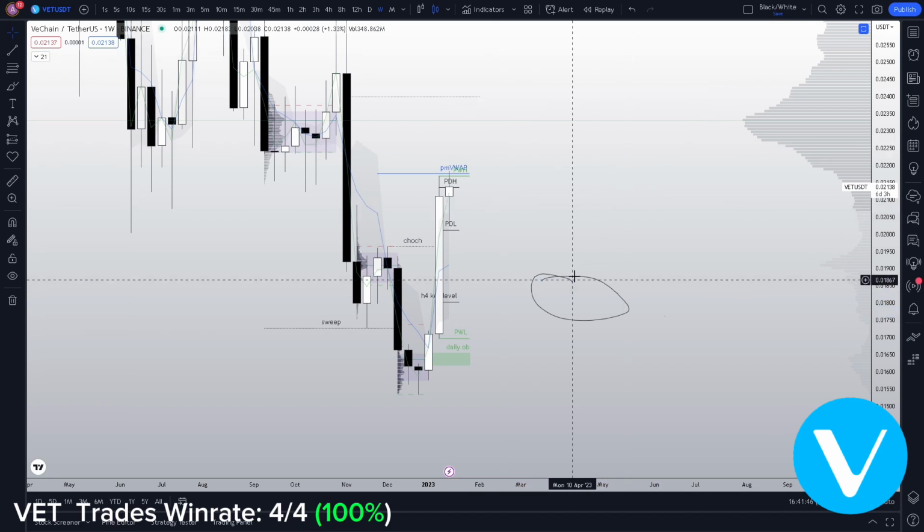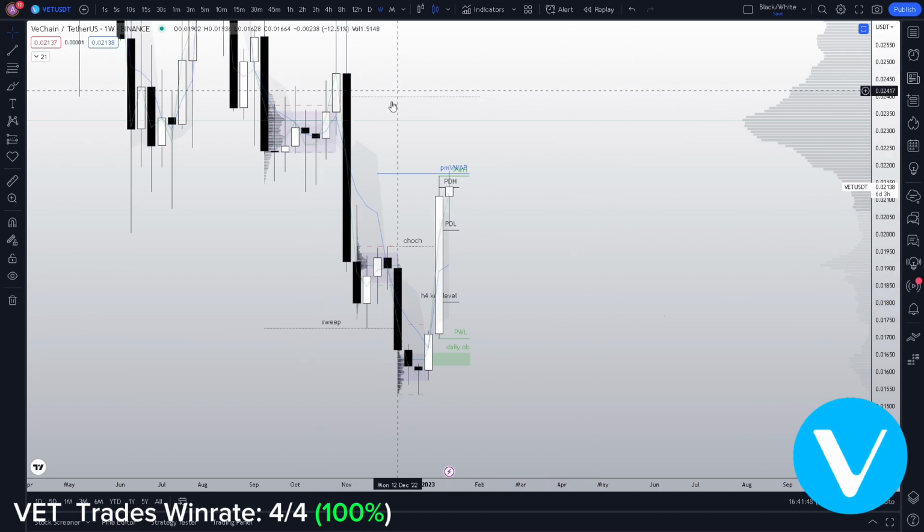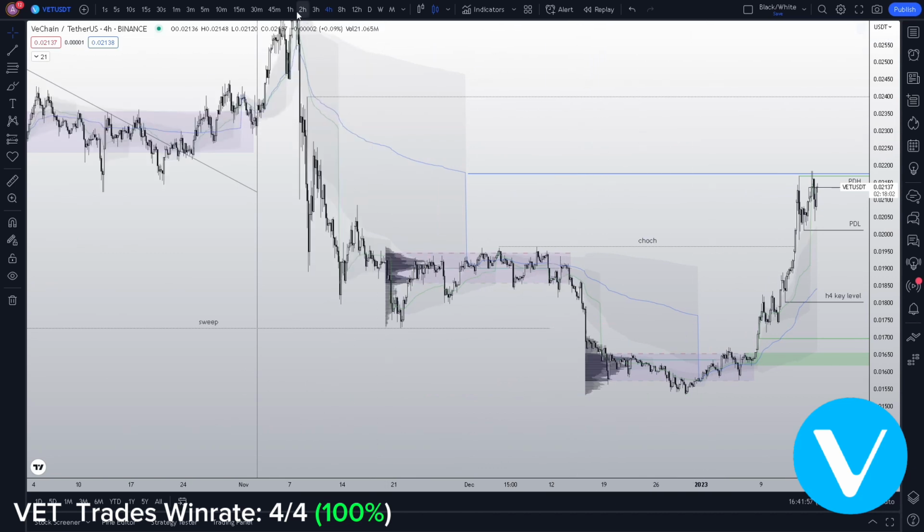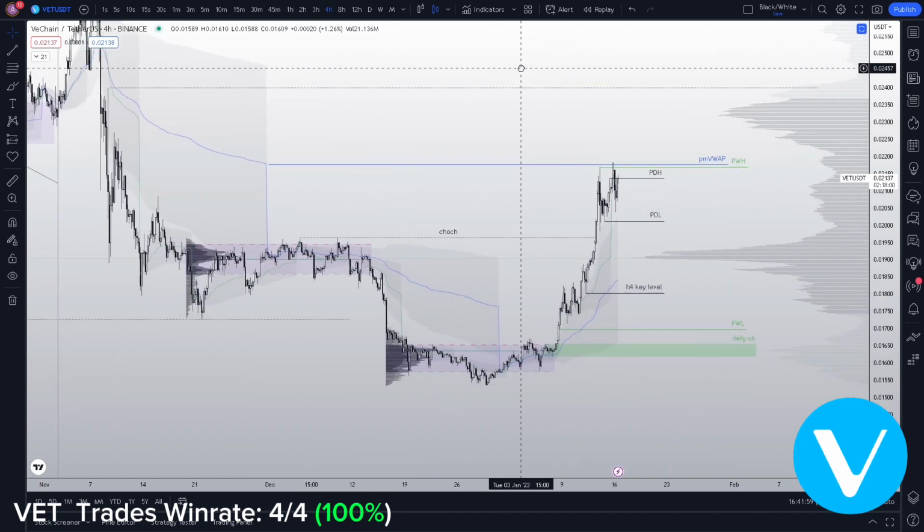So now that we have our higher time frame bias, whenever you're setting up a trade, you always want to set it up on 3 different time frames. So we have our weekly here for our higher time frame bias. My 4 hour is going to be the time frame where I set up my trade, and then my 1 hour is going to be my execution time frame.